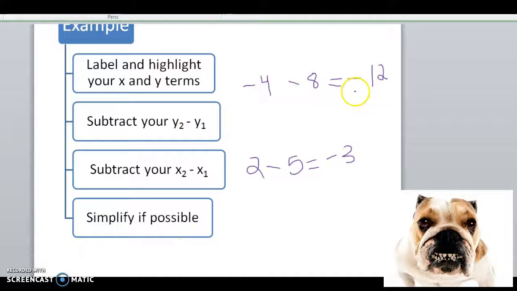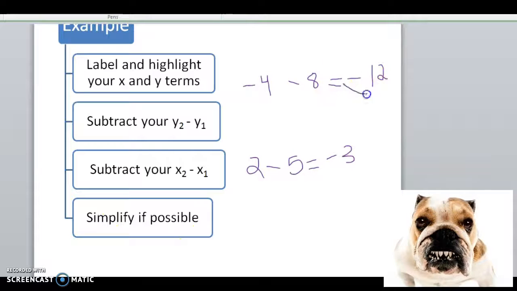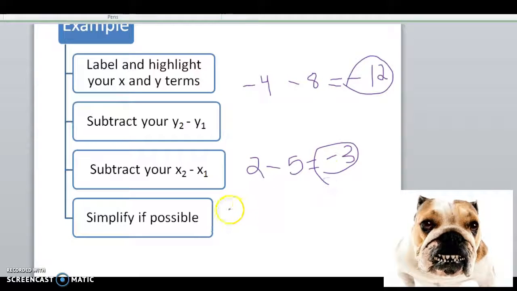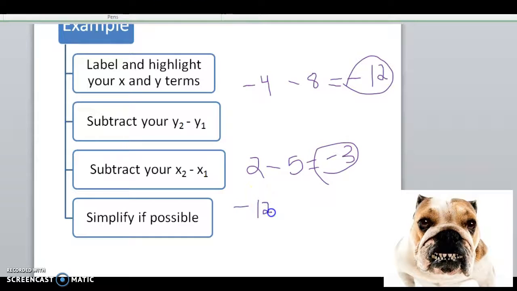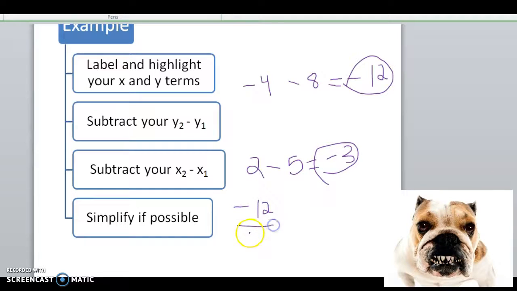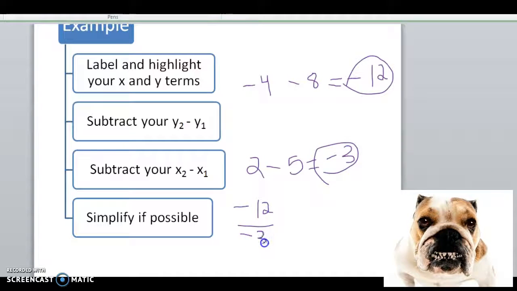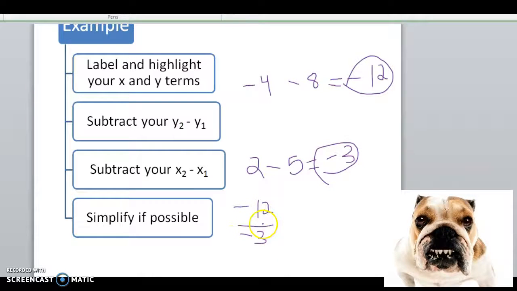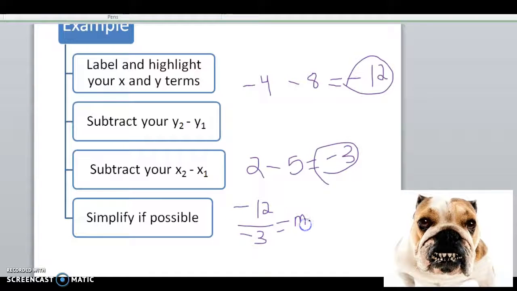Simplify it if possible. So my slope is negative 12 over negative 3. My y value is on top. My x value on the bottom. In this case, I can simplify. Negative 12 divided by negative 3 gives me a slope of m is equal to 4.